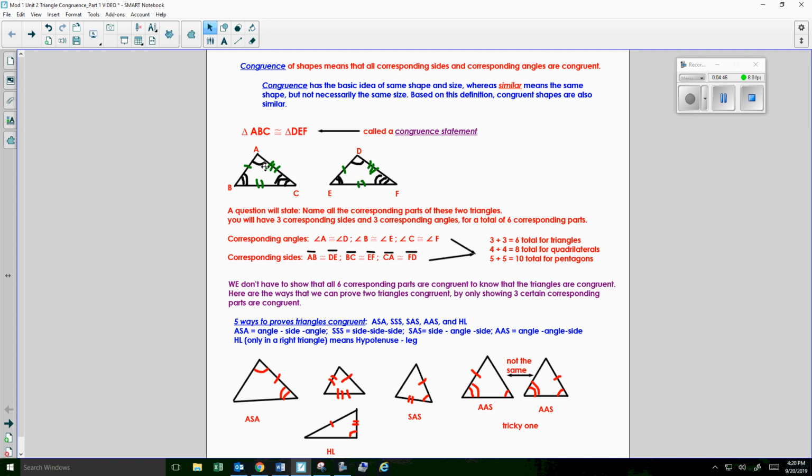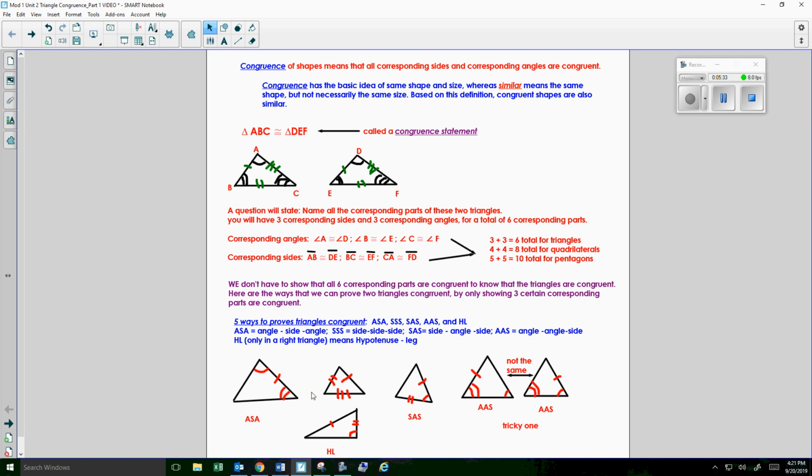Well, we don't have to have all 6 given to us to know if the 2 triangles will be congruent. We don't have to show all 6 corresponding parts are congruent to know that the triangles are congruent. Here are ways that we can prove 2 triangles congruent by only showing 3 certain corresponding parts are congruent. We have 5 ways using just 3 of these 6. One is ASA, angle, side, angle. Another is SSS, side, side, side. Another is SAS, side, angle, side. Another is AAS, angle, angle, side. And the last one is HL, which is only for right triangles. That means hypotenuse and leg. Obviously, the hypotenuse is only in a right triangle, so that makes sense.